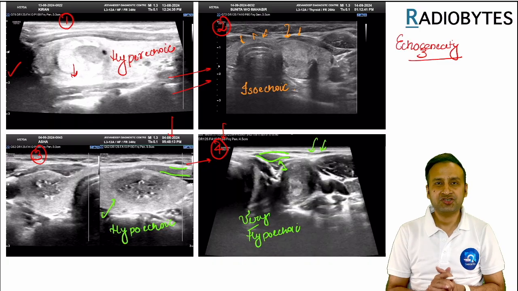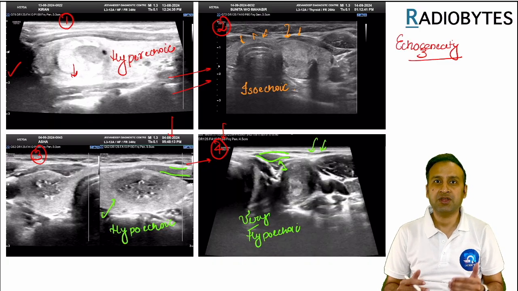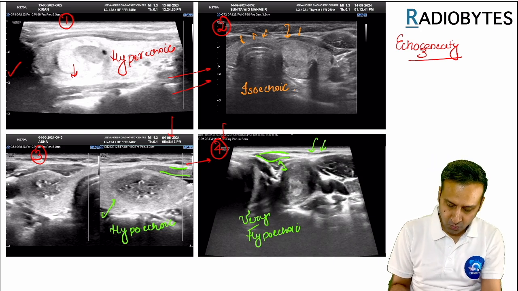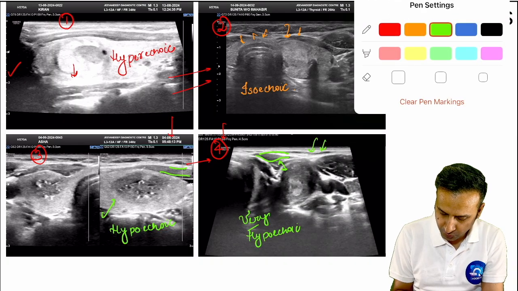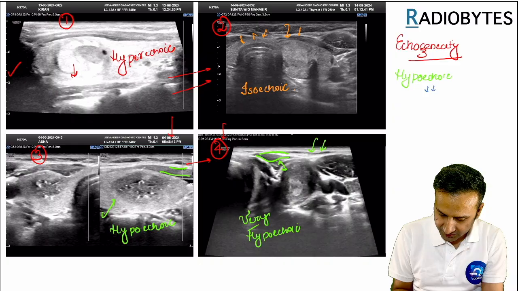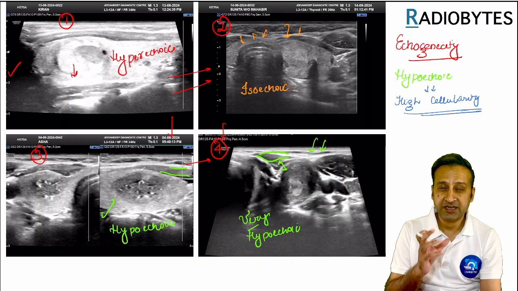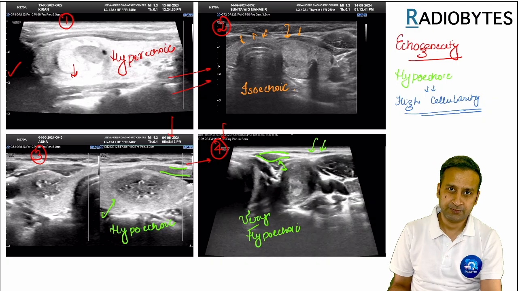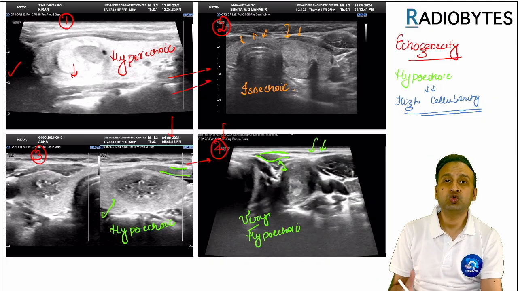Now, let us try to understand which of these particular morphologies is associated with a higher risk of malignancy. So why does a nodule become hypoechoic? It is said that a nodule turns hypoechoic when it has a high cellularity and all the cells are very tightly or closely packed with each other. What does an echogenic thing look like? Echogenic lesions are usually benign lesions.